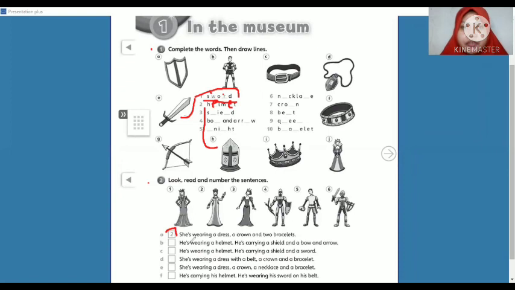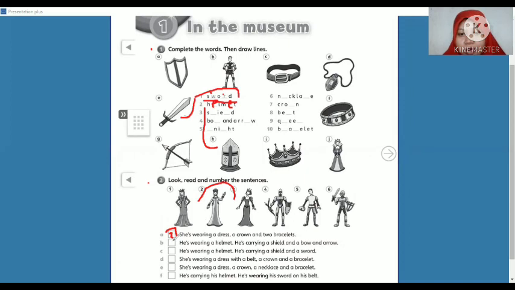She's wearing a dress, a crown, and two bracelets. And you should look at the pictures, where is the picture wearing a dress, a crown, and two bracelets. And after you find the picture, write down the number here. For example, here number two, because in number two, the girl is wearing a dress, a crown, and two bracelets.